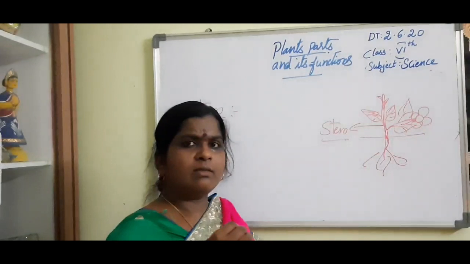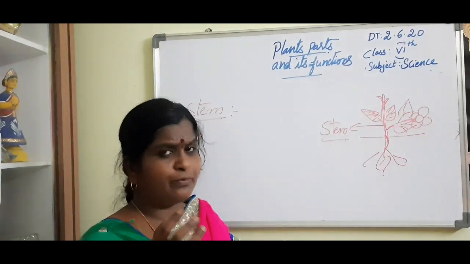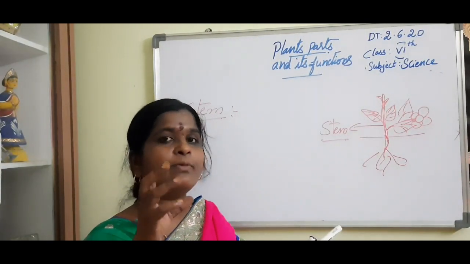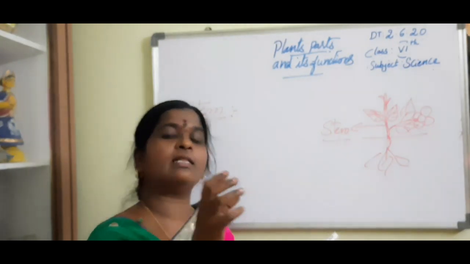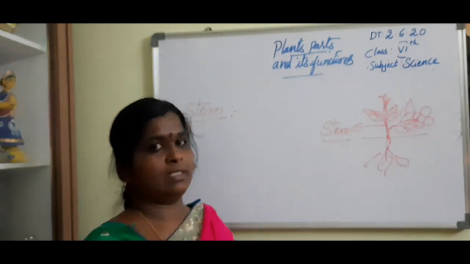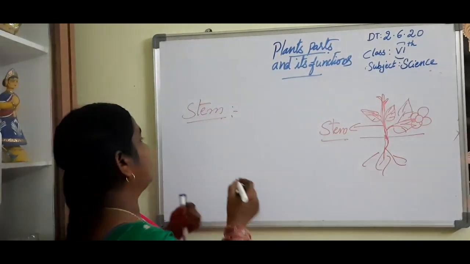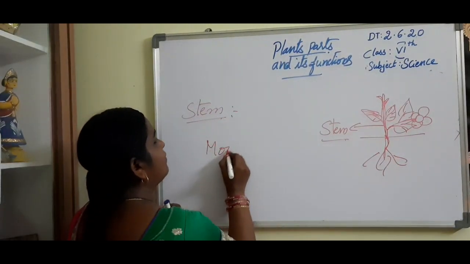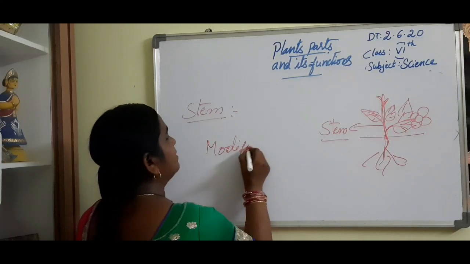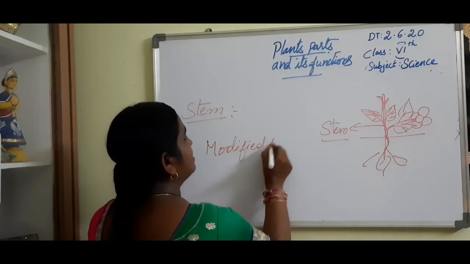Some roots, as we have already seen in the root system, prepare and store food material. Those are tuberous roots. But coming to the stem, modified stems are there.